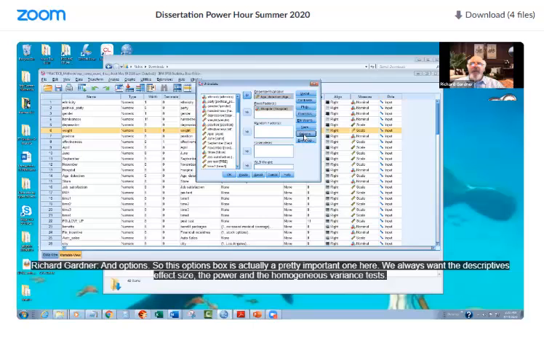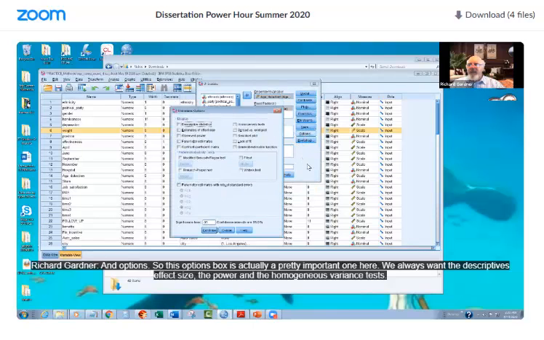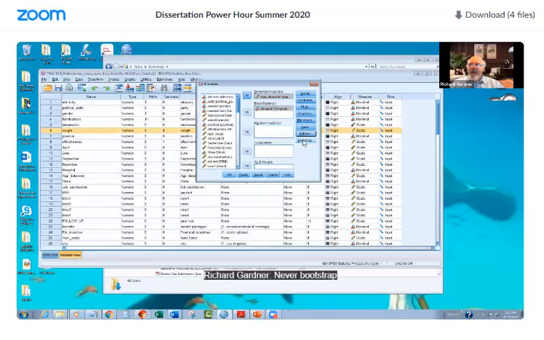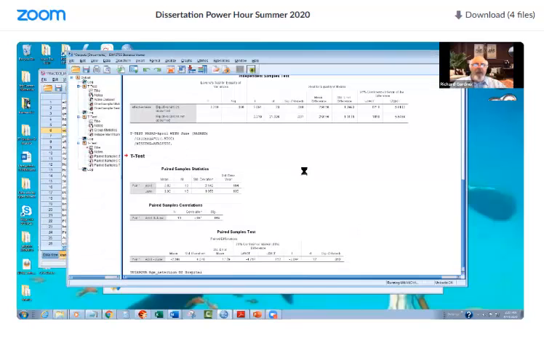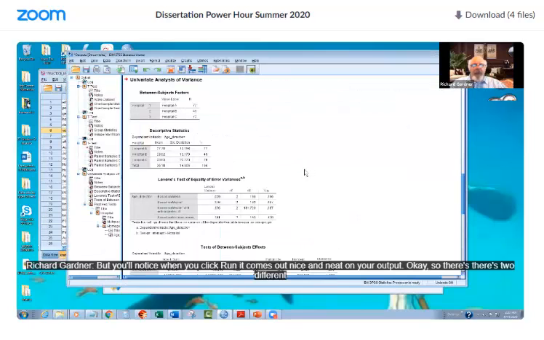And options. So this options box is actually a pretty important one here. We always want the descriptives, the effect size, the power, and the homogeneity variance tests. Never bootstrap, because I don't like it. Bootstrap to me is an act of desperation. Most people only use bootstrapping if they don't get significance on their first try, then they try bootstrapping, which to me is like cheating, so I don't do it. But you'll notice when you click run, it comes out nice and neat on your output.